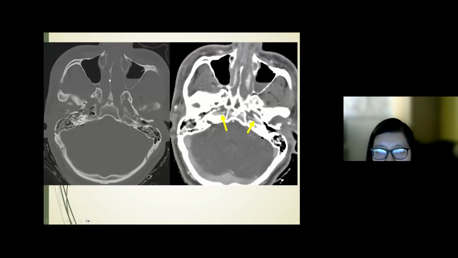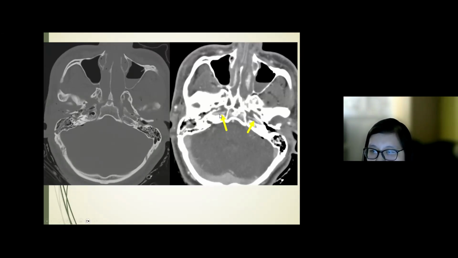In this bone window CT scan, we can see multiple fractures at the petrous segment of the right temporal bone and also the left temporal bone, which involve the carotid canal. And of course, we can see a fracture in the mastoid bone as well and the sphenoid. There are multiple air locules in the adjacent area, so that means there are multiple fractures of the base of skull.